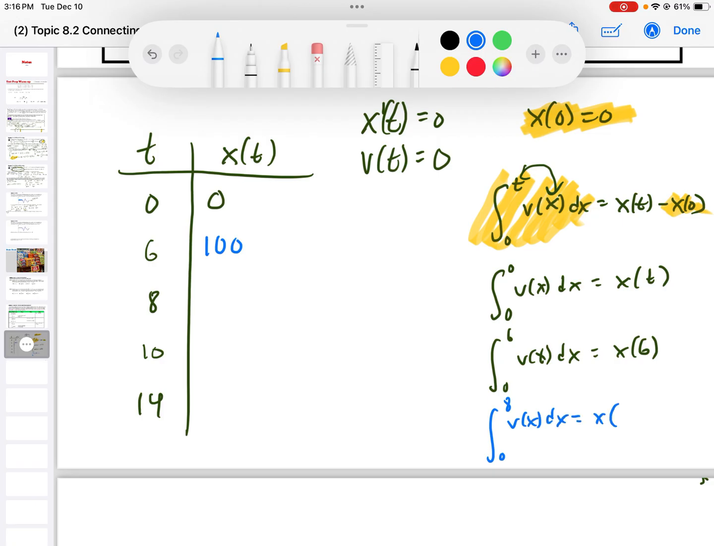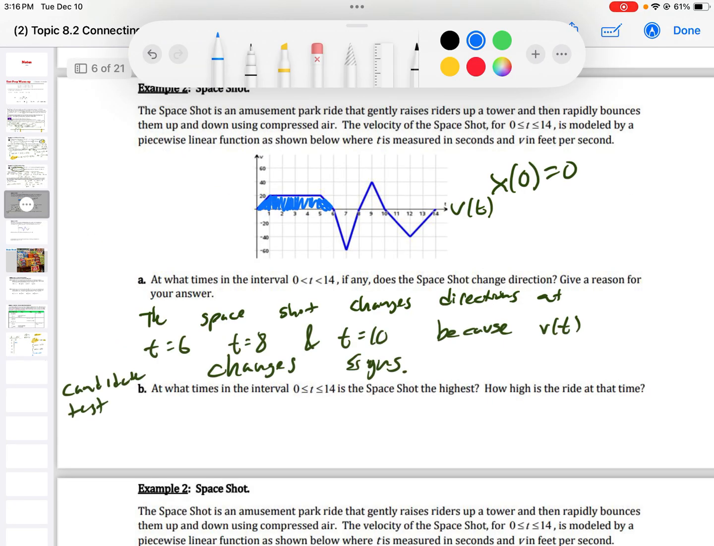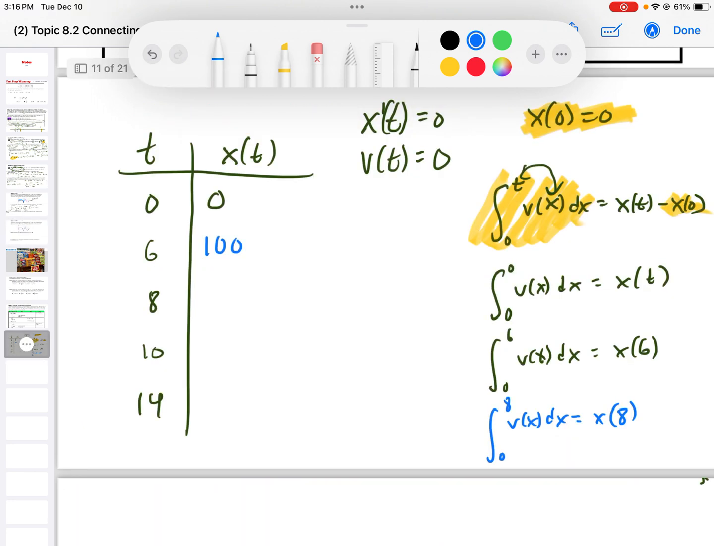To find the integral from 0 to 8 of v of x dx, that's going to equal x of 8, the position at 8. So I would take what I had, which was 100, and subtract, because now it's going down, 1/2 base times height, that would be subtracting 60. So that's 100 minus 60, so 40. The space shot was going down faster, then it started to slow down, it's still going down, and then at 8 it's changing direction again, so it's going to start moving up.